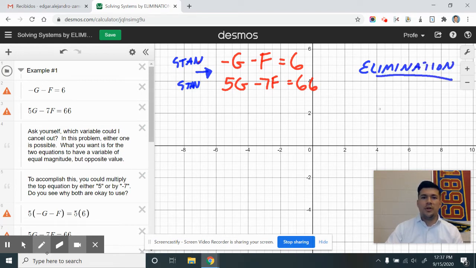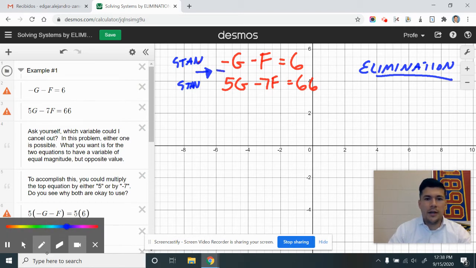Elimination works simply. The reason it's called elimination is because you're going to eliminate one variable of your choice. You can choose which one you're going to eliminate. In my case, let's say I wanted to eliminate the variable f. The only way I could eliminate the variable f is if I give the first equation positive 7f's, because the second equation has a negative 7f. So I need a positive 7f in order to have opposite terms.